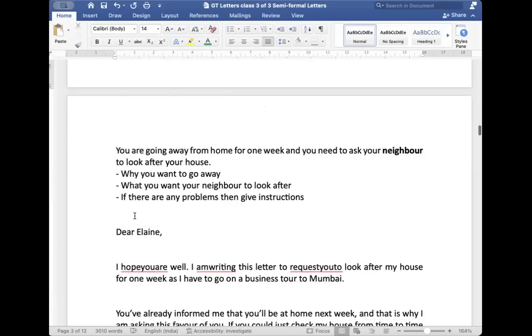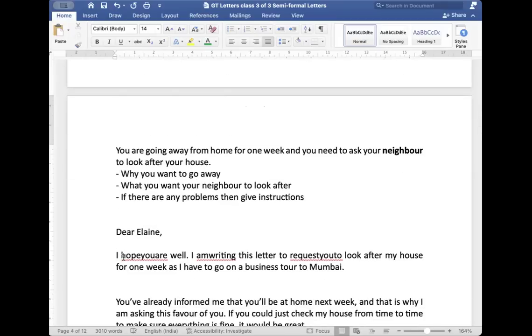So this is the semi-formal letter again. This is to a neighbor. Now see how to handle the letter to a neighbor. You are going away from home for 1 week and you need to ask your neighbor to look after your house. Why you want to go away, what you want your neighbor to look after, if there are any problems, then give instructions. Okay?